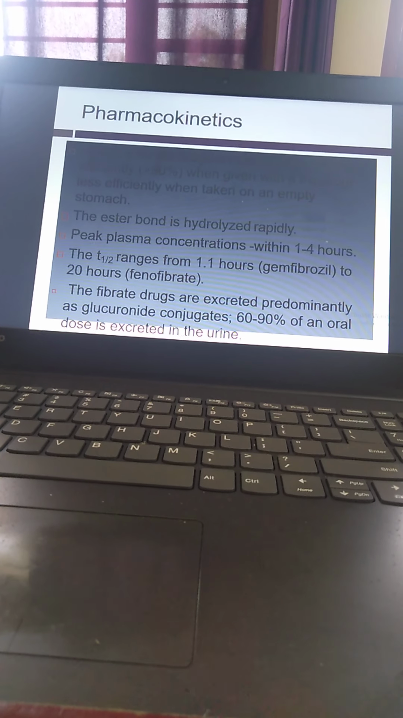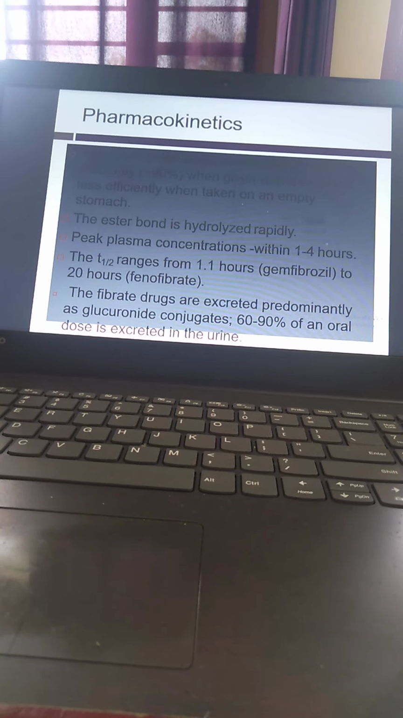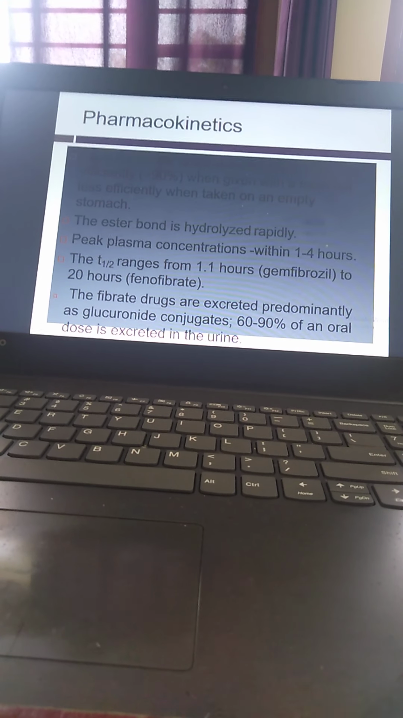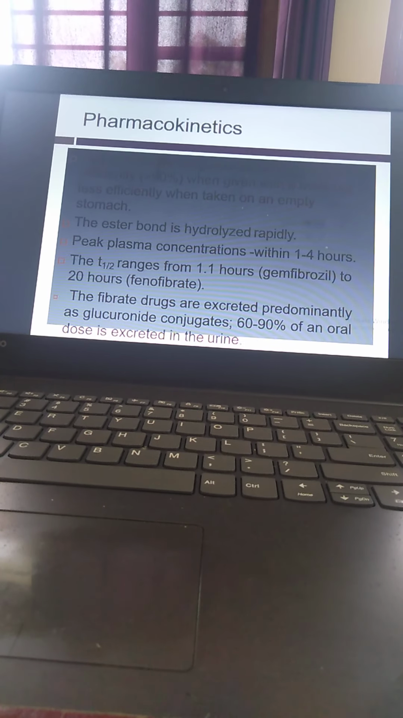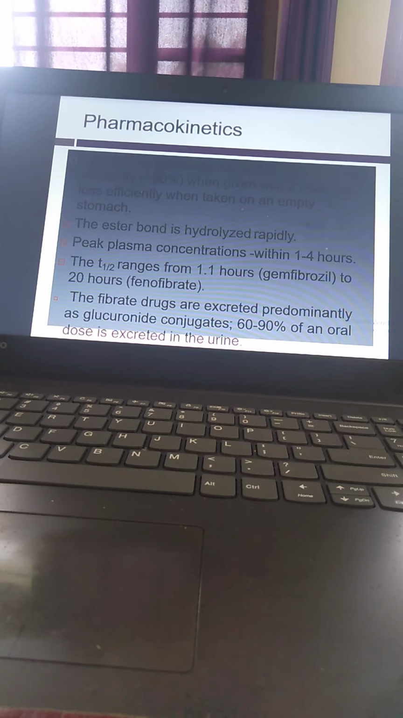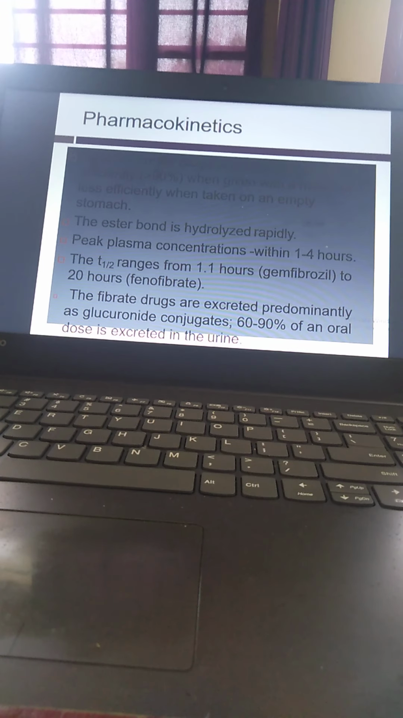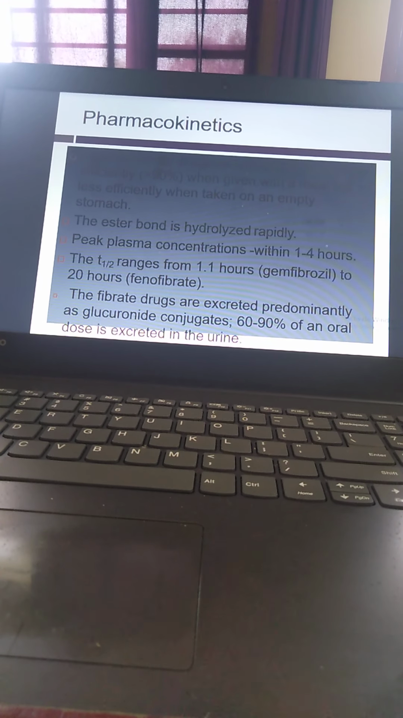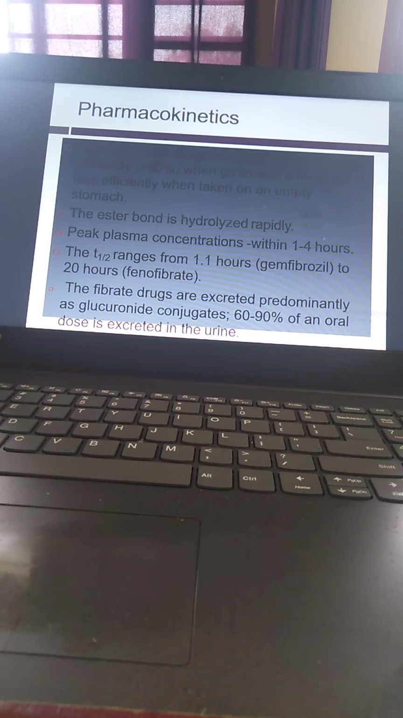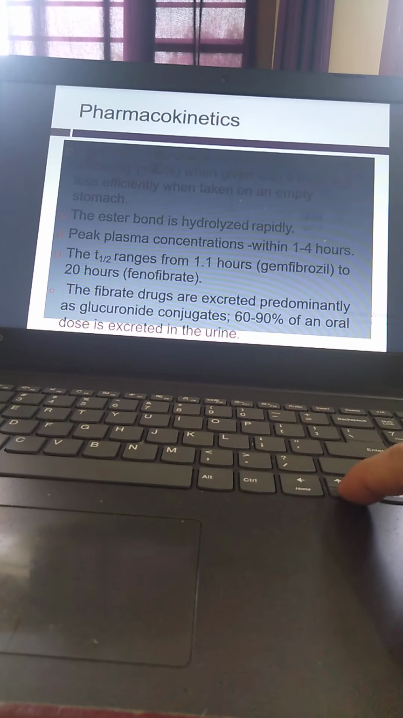Peak plasma concentration is obtained within 1 to 4 hours. The half-life ranges from 1.1 hours for gemfibrozil to 20 hours for fenofibrate. They have a large range of half-lives. The fibrate drugs are excreted predominantly by glucuronide conjugation. So they are transformed into the glucuronide, and 60 to 90% of the dose is excreted. The glucuronide is more water soluble and is excreted by the kidney.